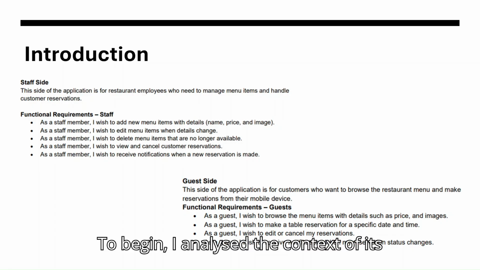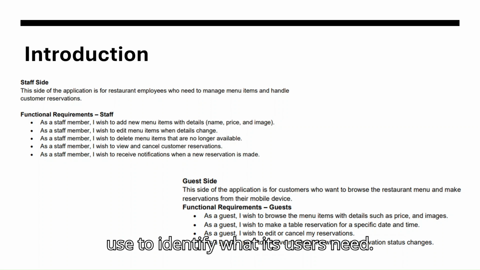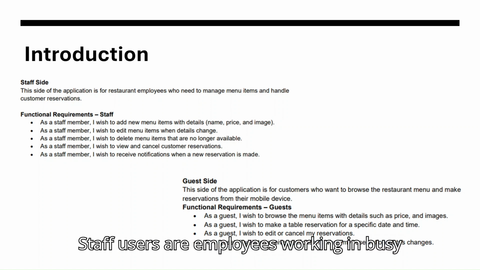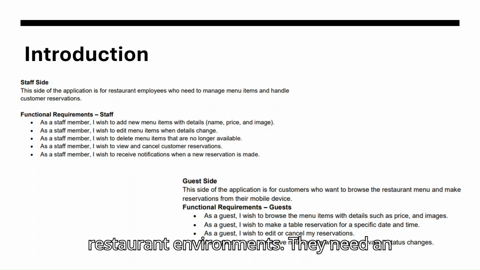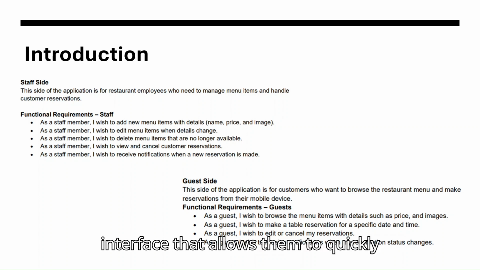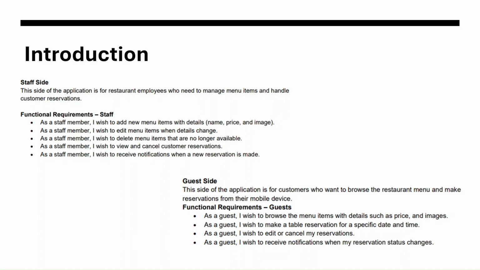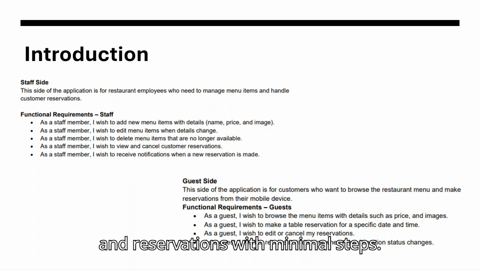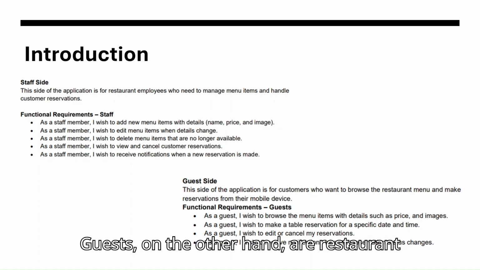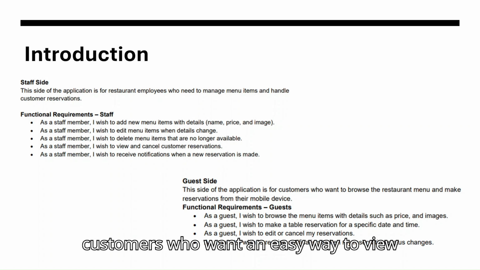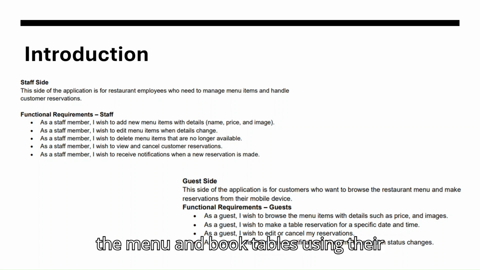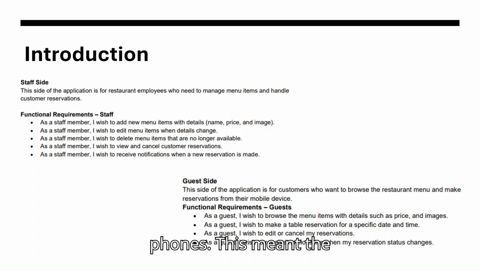To begin, I analysed the context of its use to identify what its users need. Staff users are employees working in busy restaurant environments. They need an interface that allows them to quickly add, edit or cancel menu items and reservations with minimal steps. Guests, on the other hand, are restaurant customers who want an easy way to view the menu and book tables using their phones. This meant the app had to be fast, intuitive, and visually clear, with consistent navigation and minimal clutter.